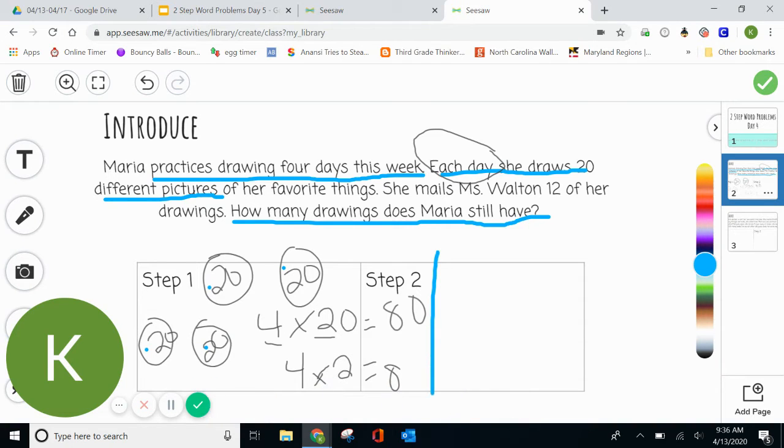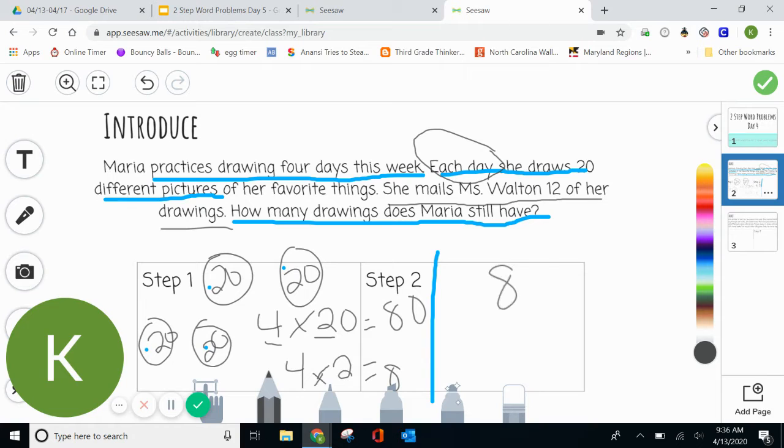And let's just draw a line here so we have room for step 2. We now know she mails Miss Walton 12 of her drawings. I haven't dealt with that piece yet. If Maria's giving away 12 of her drawings, it means I need to take it away from the 80 drawings she originally had. So here were her 80 drawings, and here's the 12 she's giving to Miss Walton by mailing them to her. 0 minus 2 ones isn't going to work.